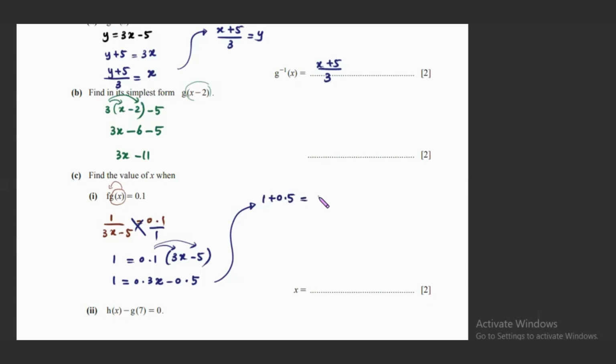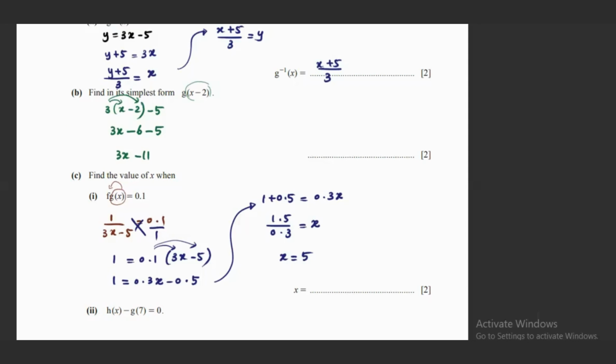So this will be equal to 0.3x. So 1 plus 0.5 is equal to 1.5. I need to divide it by this 0.3 to find what x is. So 1.5, when I divide it by 0.3, the value of x is equal to 5. This is how we find what x is. Or here, instead of writing it as 0.1 over 1, this 0.1 is the same as 1 over 10. So I can put that fraction and cross multiply. I will still end up getting the same answer.